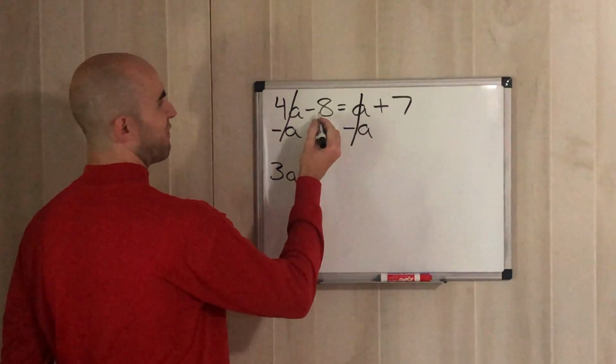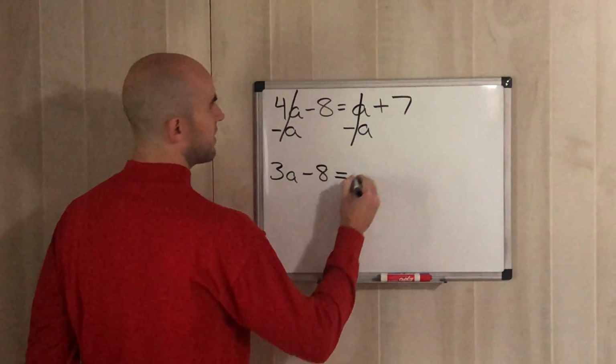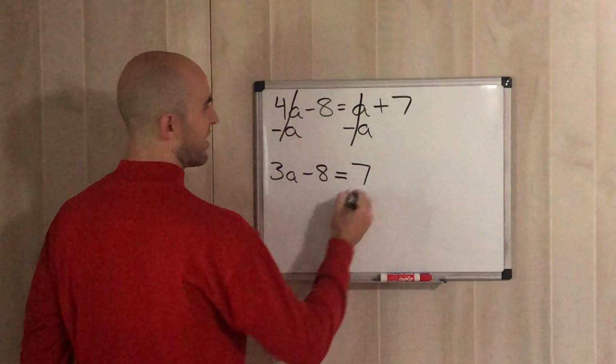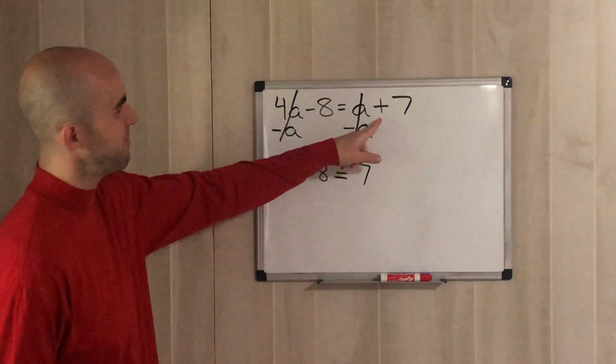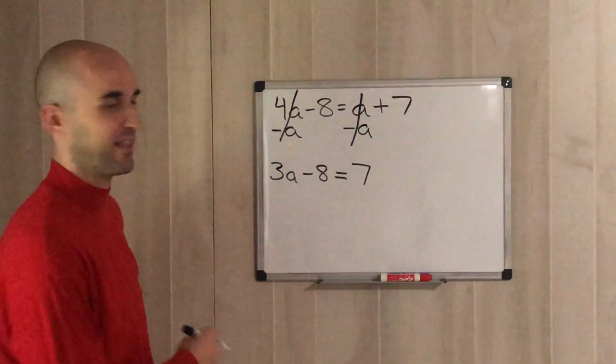And now what do we have left over? We have a minus 8, we have an equal sign, and then we have a 7, a positive 7, right? That's what that means. It's a positive 7. But since we see it already that it's positive, we don't have to write the plus.